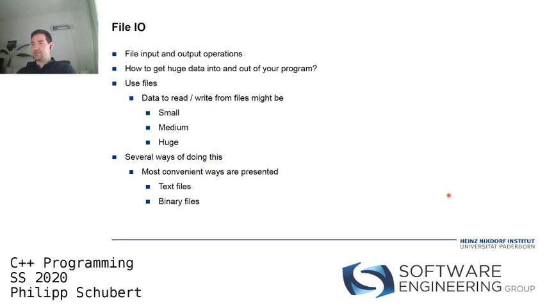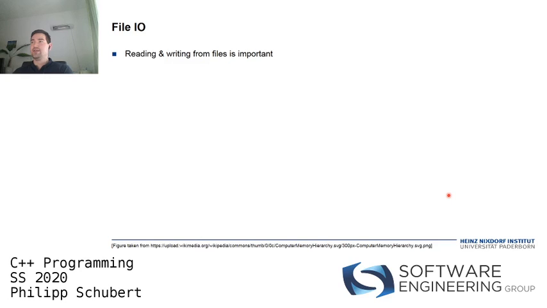Text files, binary files, we will see both. And also at last we will discuss serialization. And then again, you can also serialize in text or binary format. Okay, so reading and writing from files is important.